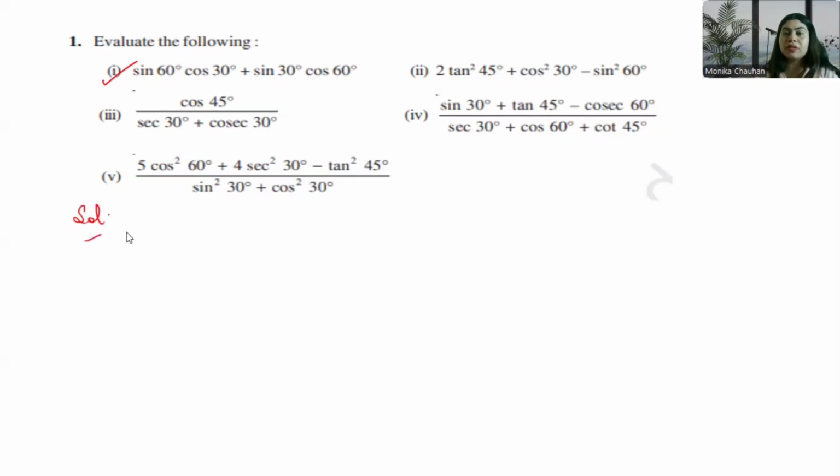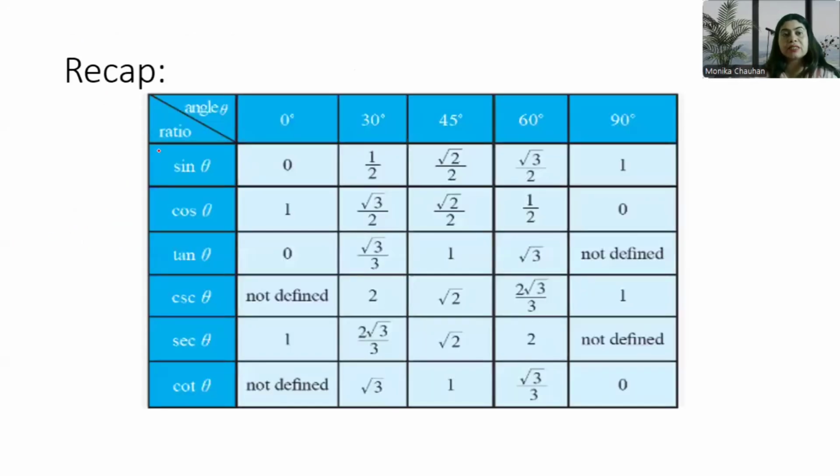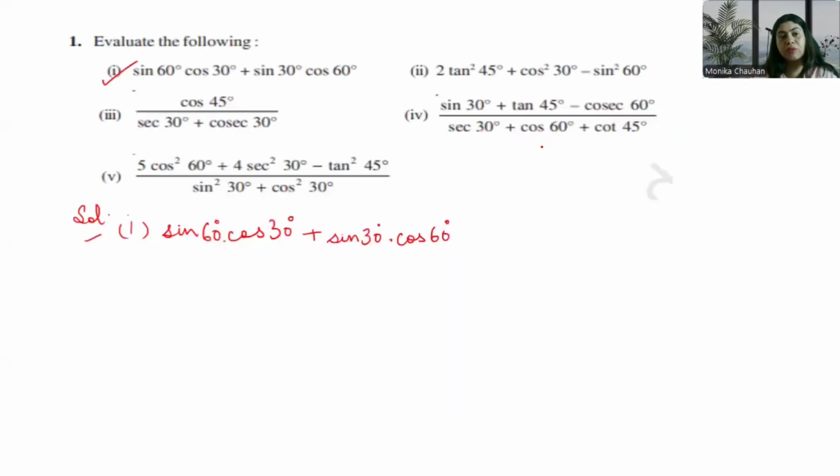So you must have seen that all these expressions contain angles. So that's why we need all the values of this. So let me first write the question: sine 60 degree cos 30 degree, and make sure you know that between sine 60 degree and cos 30 degree, they are both in multiplication. So in algebra, we just write a little dot. Plus sine 30 degree dot cos 60 degree.